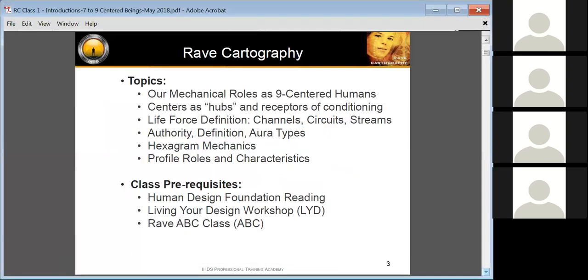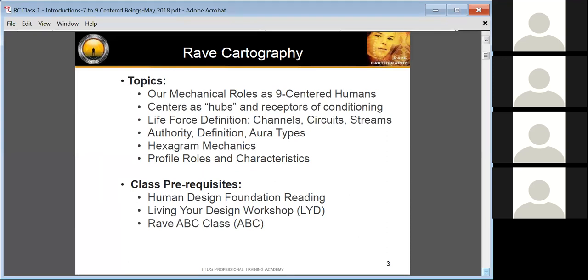And so our topics are going to be, well, today I'm going to go through a lecture on some topics first introduced to you very briefly in LYD, a little bit more in the ABC, and I'm going to go through it again, talking about our mechanical role as a non-honored human. And then we're going to look through this class at centers. Centers are kind of hubs. You could say they're really receptors also of conditioning. Hubs of the flow of energy that moves through the body graph is what I mean by hubs. And so we're going to be looking at centers in our next class.